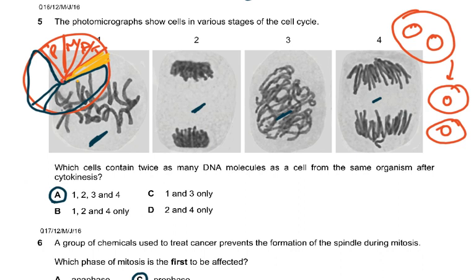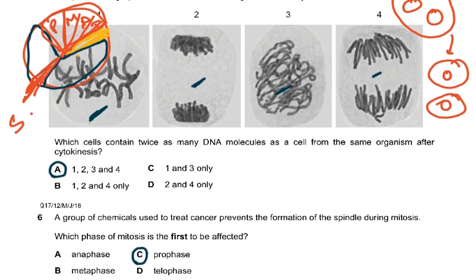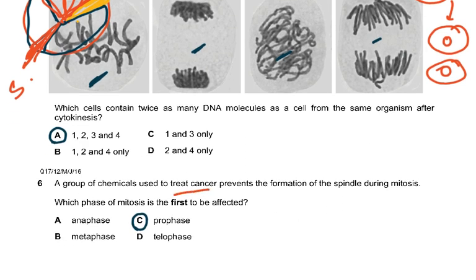This is the red part of the cell cycle, but the DNA replication has taken place here in S phase of interphase. So DNA is double from S phase onwards. This is double. Then a group of chemicals used to treat cancer prevents the formation of the spindle during mitosis.